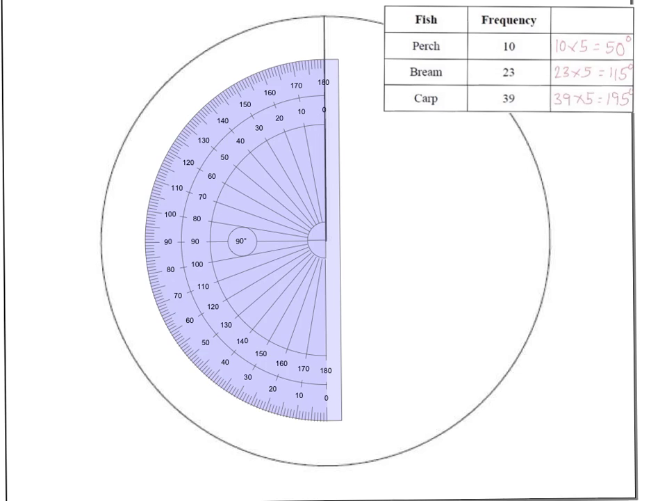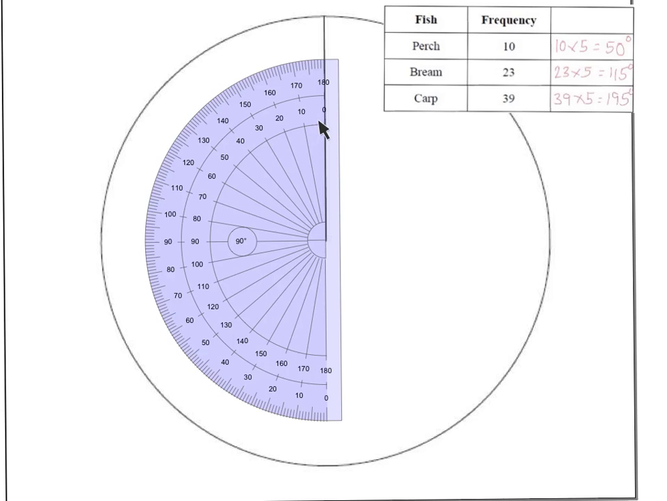Okay, so what you'll notice is I've placed my protractor so that the cross in the middle is at the center of the circle. And you can see the line on my protractor goes along the line that I drew to the circumference of my circle. And you can see that there is a 0 just here, and that's where I'm going to start my measuring. So I'm going to read the inside scale from 0 going round to measure the first sector size for my pie chart. That's going to be for perch, and it's going to be 50 degrees.